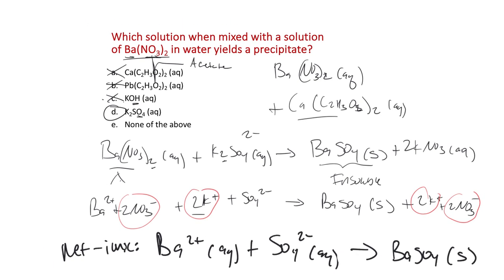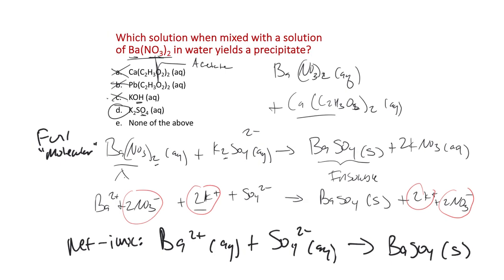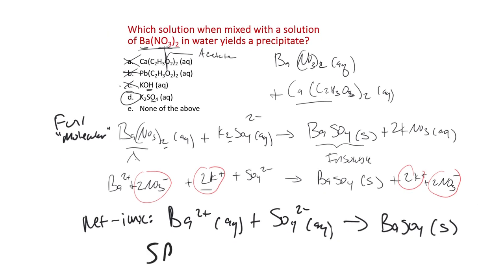And again, the first reaction we started with was our full molecular. I like to think of molecular in quotes because it's kind of like writing it as if the reactants and products are molecular, as if they are stuck together. It's a very common way to write reactions and think of them. We just have to remember strong electrolytes fully dissociate. And then our spectator ions, of course, are the K+ and the nitrate.